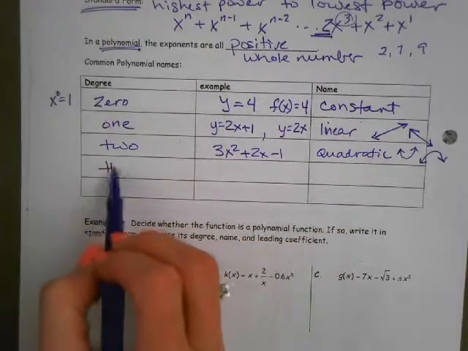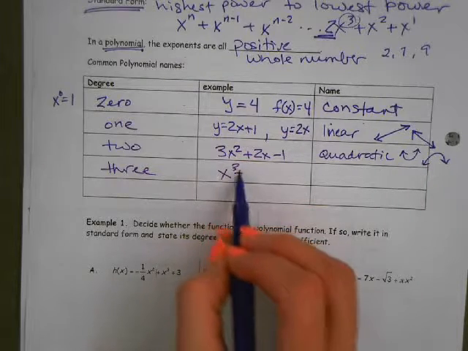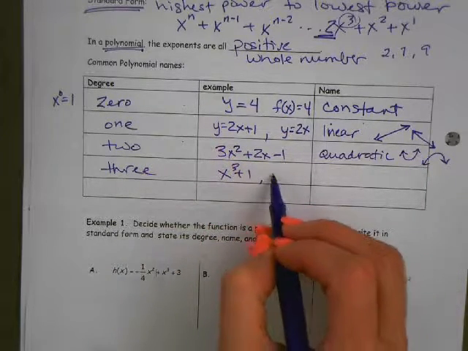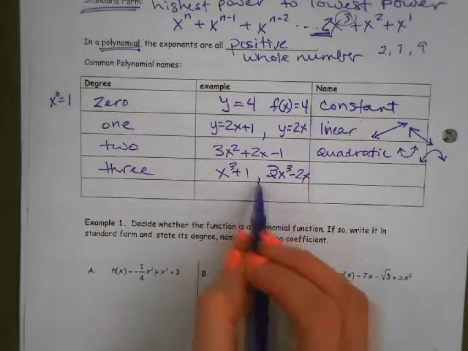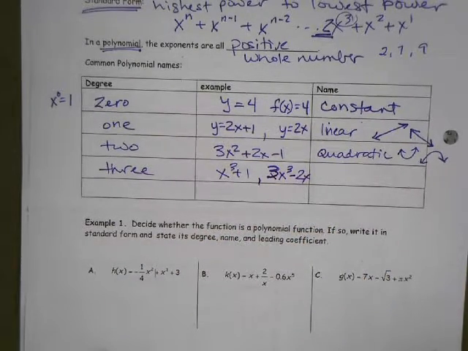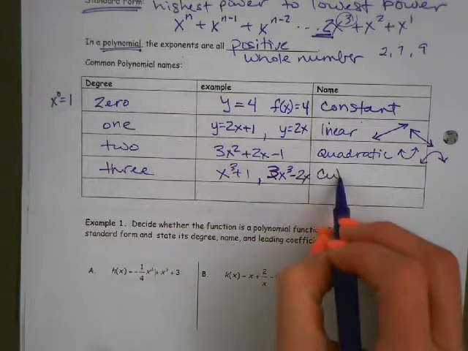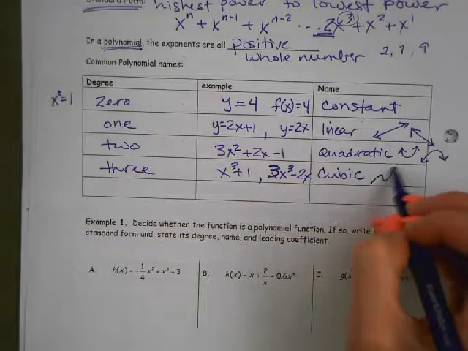Okay? So if I do a degree of 3, alright, I might have x cubed plus 1. I might have 3x cubed minus 2x, something along those lines. So again, once it's in standard form, the highest exponent is a 3. That's a degree of 3. Okay? We call this a cubic. And if I would sketch out a cubic, it might look something like this.